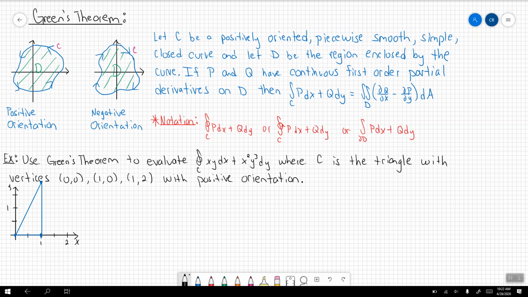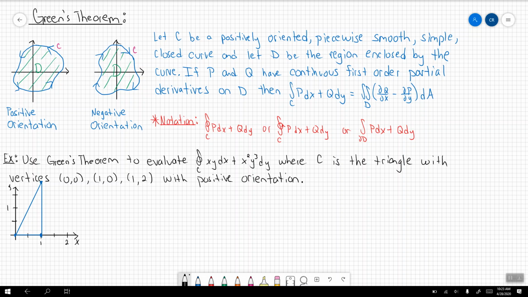Hi everybody. Today we're going to be working on Green's theorem. Now for Green's theorem, we're going to analyze a curve that we're given, and we then want to identify: does the curve have positive orientation? Meaning, as we traverse the curve, is it traversing in a clockwise orientation?